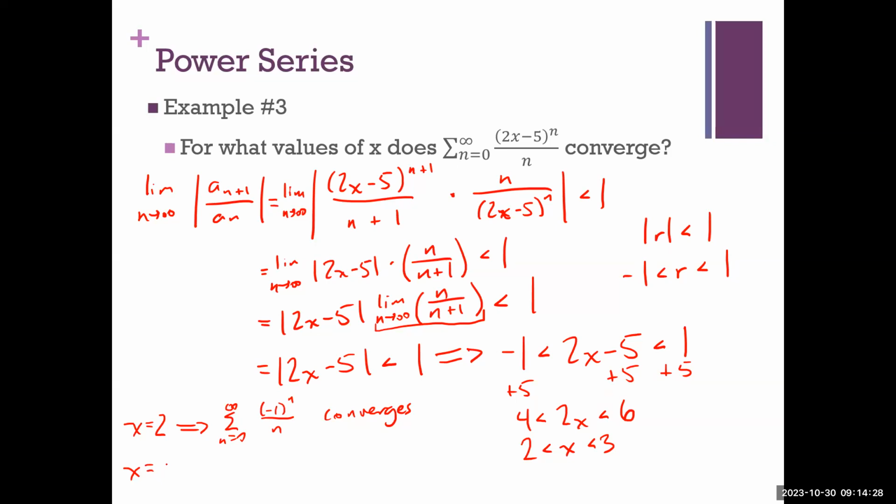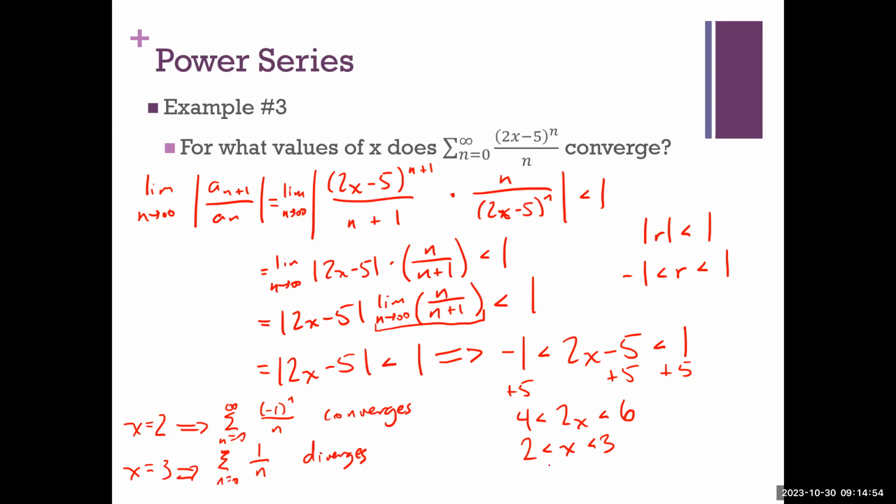Now, what if I have x equals 3? This series becomes the series from 0 to infinity of just 1 to the n, right? 1 over n. Does that thing converge or diverge? That one diverges.